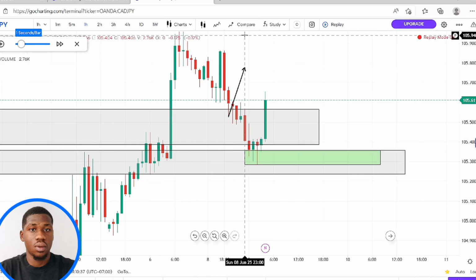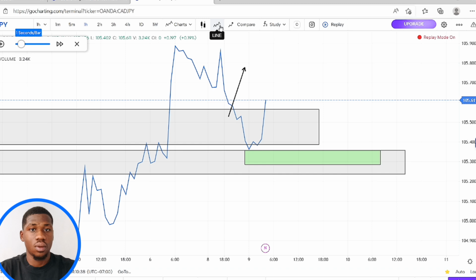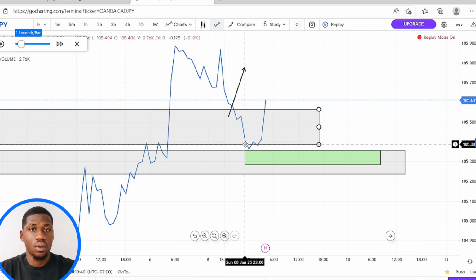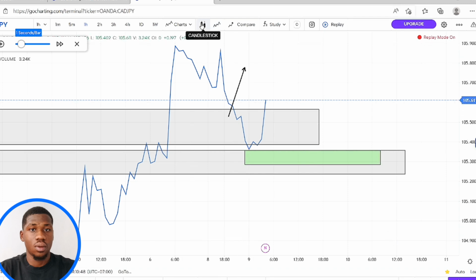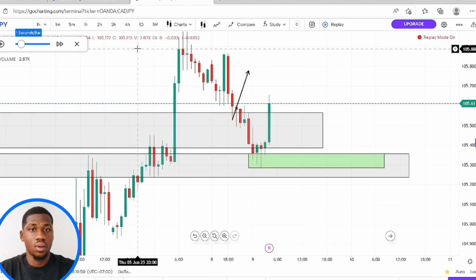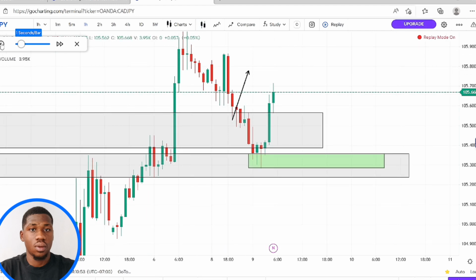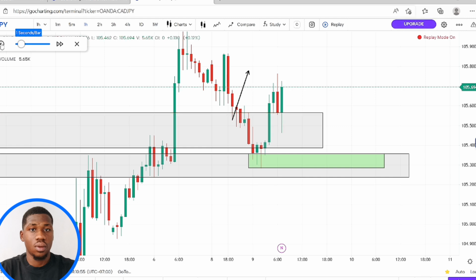Let me show you guys something very powerful here. You can see, putting on the line chart, that this place is the last place that the buyers go in. Let's go back to the candlestick chart again. Perfect. Now we need a pullback. So let's see if we get ourselves a pullback. We want a pullback to our zone.